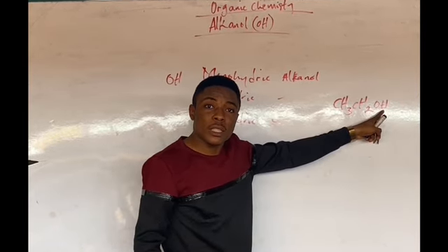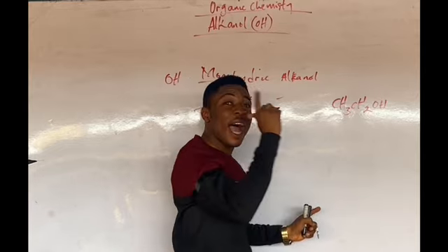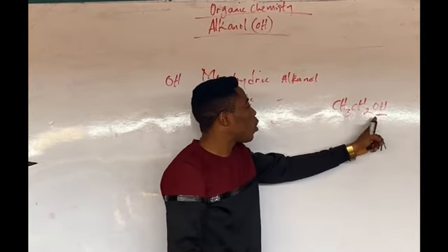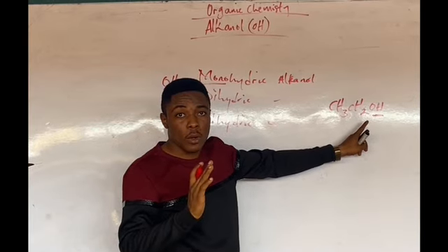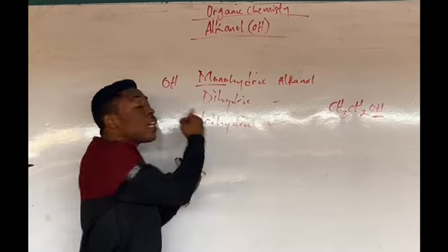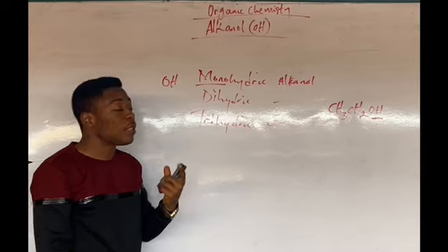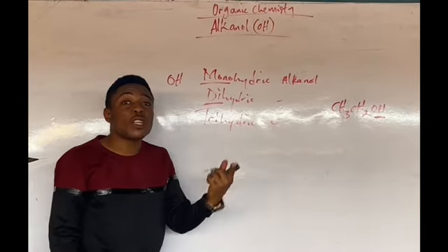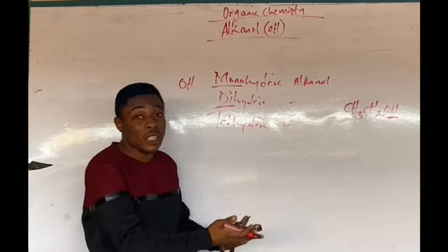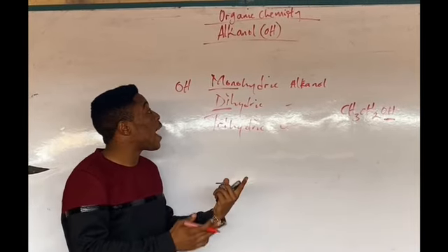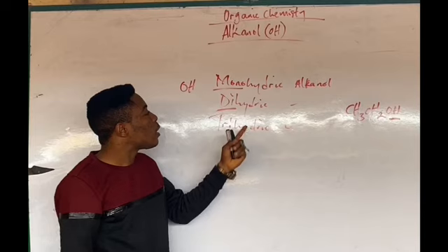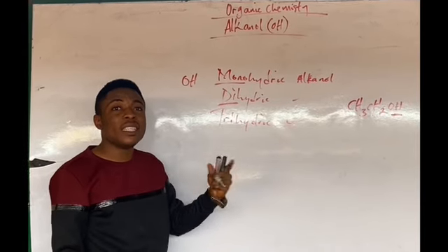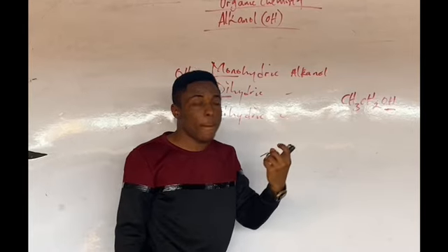The reason is because one hydroxy group is present. That is why it is called what? A monohydric alkanol. What about dihydric alkanol? It is the same thing. Di means two. So the number of hydroxy groups present will also dictate if it is dihydric, trihydric, or monohydric. A typical example of dihydric alkanol is ethane 1,2-diol.